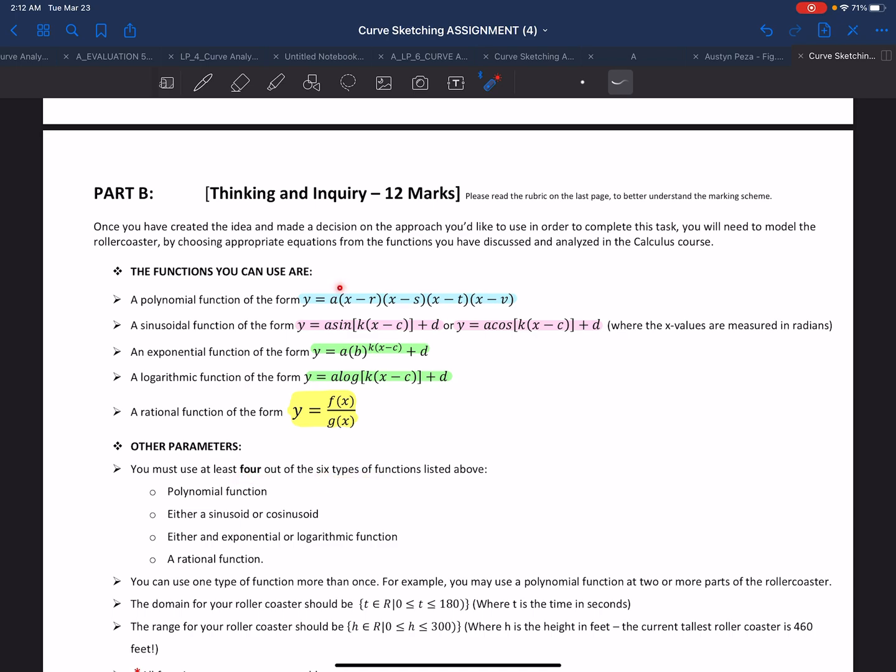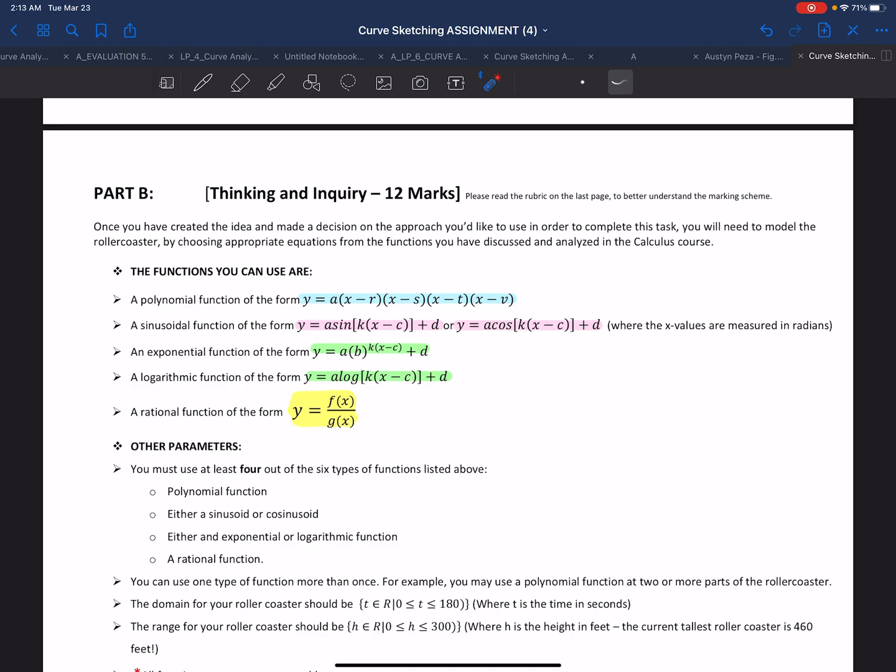Remember, you must use at least 4 out of the 6 types of functions that are listed in here, and I purposely color-coded them, which means that you have to use a polynomial function. You have to use either one of the pink highlighted functions, so either a sine or a cosine, either an exponential or a log, and you must use a rational function.